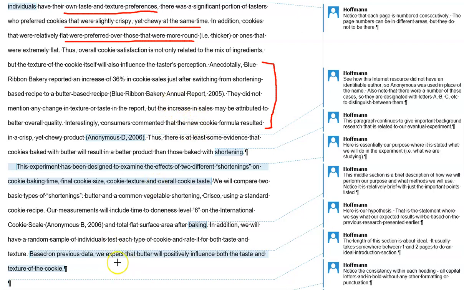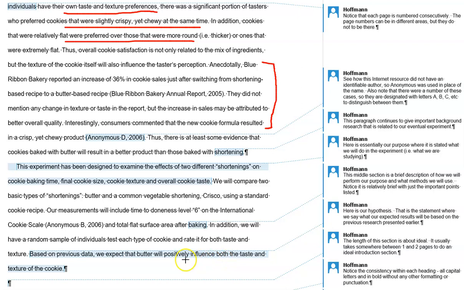And then this is the last paragraph. The experiment is designed to examine, so it talks about what we're actually going to do here, right? So it gives you a little bit of the methods. We will compare 2 basic types of "shortenings," put in quotes because butter and vegetable shortening are different. Crisco will be used as the standard shortening in terms of the cookie recipe.